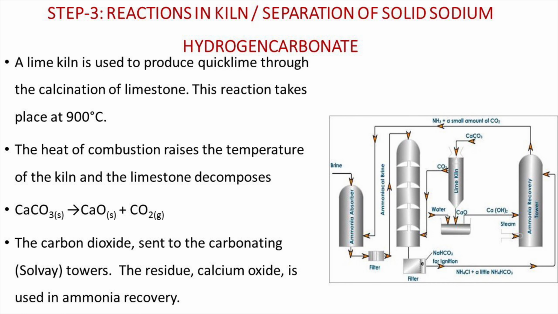Step 3 is the reaction in kiln or separation of solid sodium hydrogen carbonate. Here, a lime kiln is used to produce quick lime through the calcination of limestone. This reaction takes place at 900 degrees Celsius. The heat of combustion raises the temperature of the kiln and the limestone decomposes, that is, calcium carbonate decomposes to give calcium oxide and carbon dioxide. The carbon dioxide is sent to the carbonating or Solvay tower. The residue calcium oxide is used in ammonia recovery.